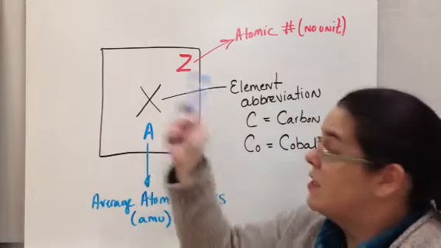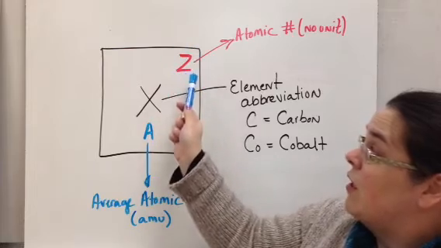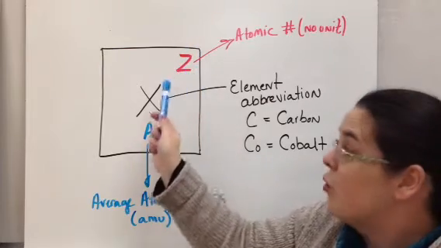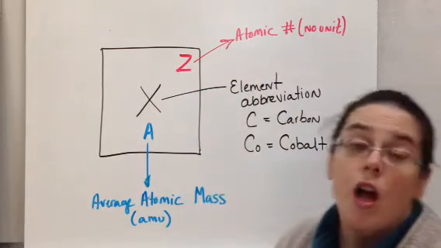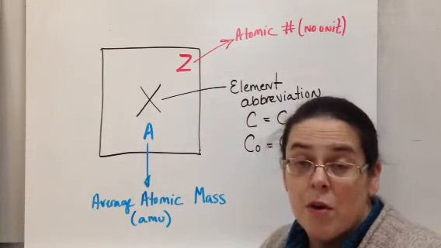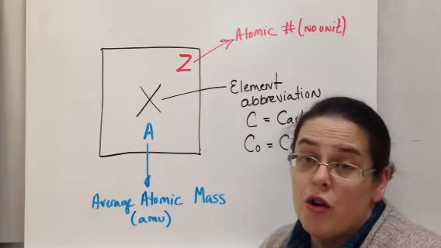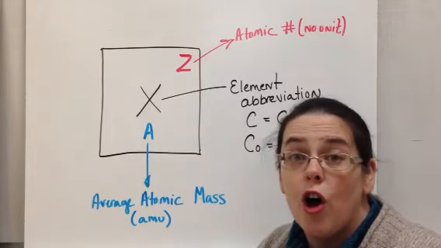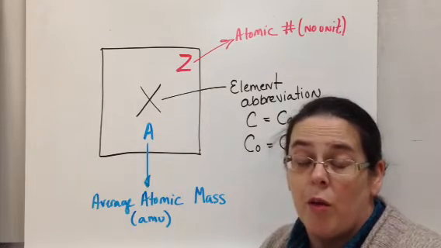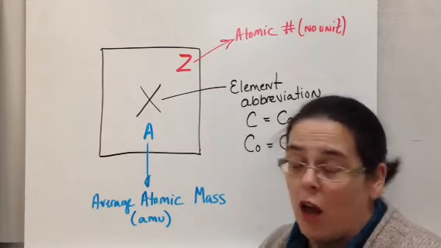The other thing that's inside the box on your periodic table is a number either in the upper right hand corner or sometimes in the center on the top, and that is the atomic number. There's no unit for the atomic number. The atomic number represents the number of protons that are in that element, and that is the characteristic that determines all of the properties for that element. If you change the proton number, you change into a totally different element.